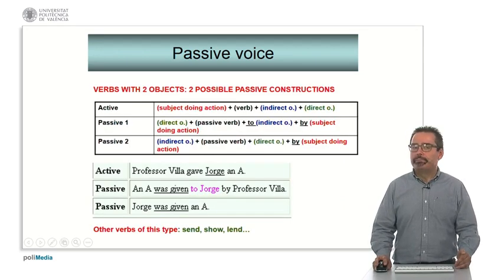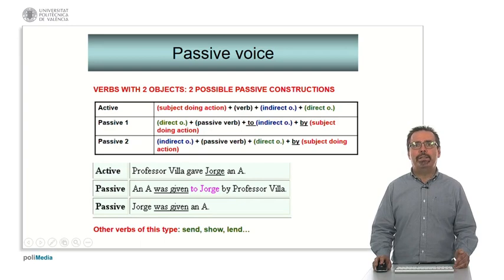sentences. We have to mention the specific case of verbs that can take two different objects. Normally one of them is a personal object and the other one is a thing object. And in this case, we have two possible passive constructions.